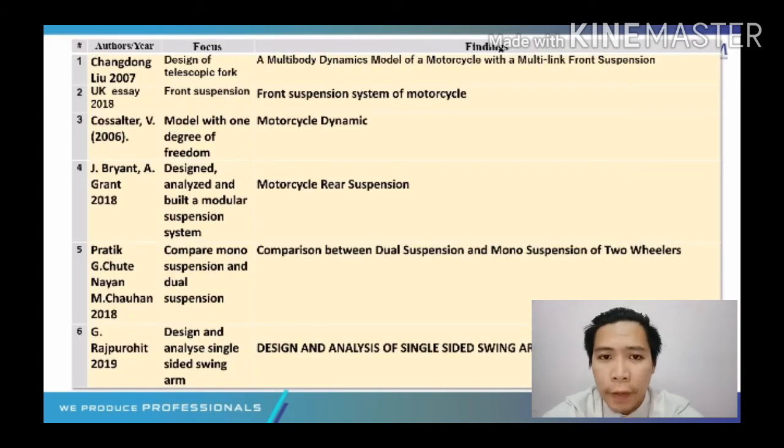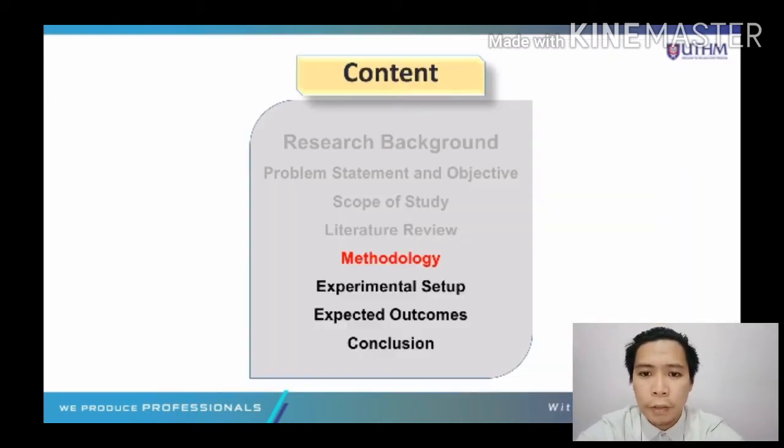The next one is the findings. These are some of the findings that have been made during the completion of this final year project one. So move on to the methodology.